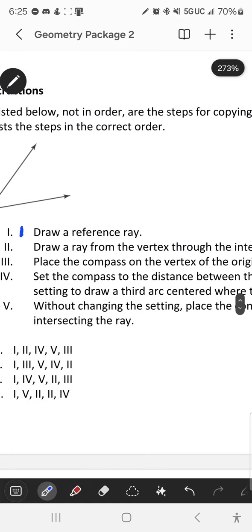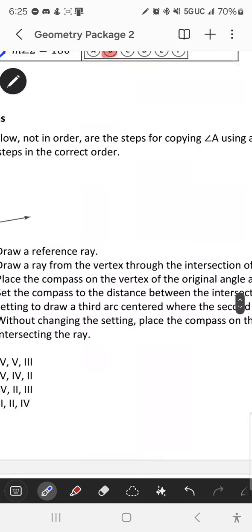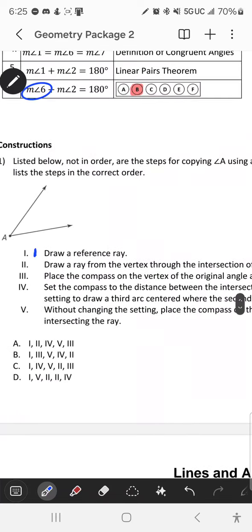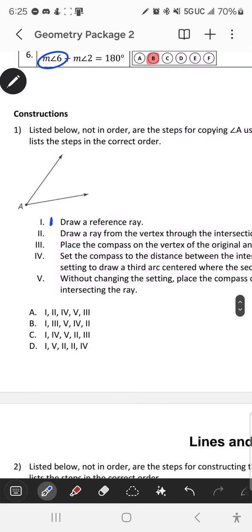So let's say the first step there was draw a reference ray. Basically everything is your reference. It's going to be first because you're going to take it as a reference to continue. Now let's read: draw a ray from the vertex through the intersection of the arcs. So I know this is not my second step, because we are talking about the intersection of the arcs, and we haven't drawn any arcs yet.